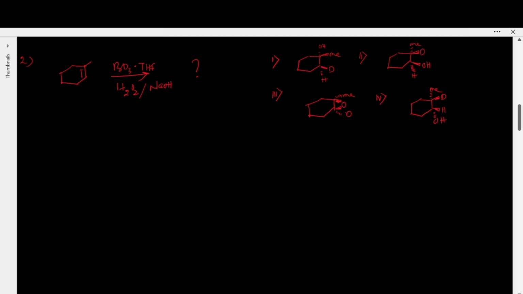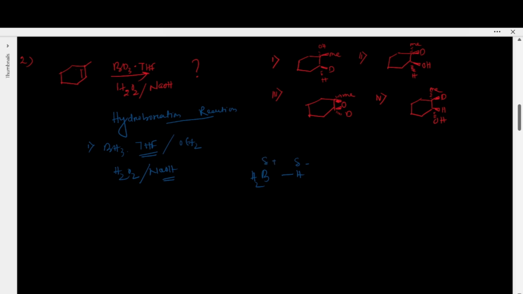The next question is basically based on the hydroboration reaction. For that reaction, the general condition is borane, which is stabilized by some electron donating solvent like THF or diethyl ether, then H2O2, that is hydrogen peroxide, in basic condition. In borane, the hydrogen is more electronegative and the boron is more electropositive.